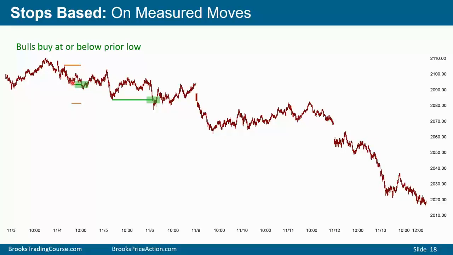A leg down, some bulls will buy at that low with a limit order and put a stop down here, and they're willing to scale in more if the market falls a little bit further.